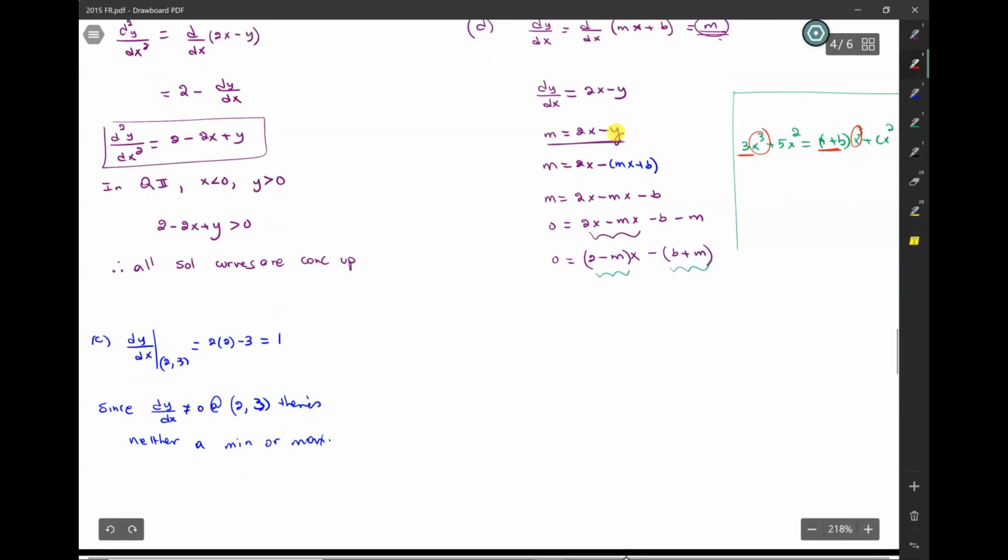Right. So the point being, if you want all of that to equal 0, the only way to do it is if you had 0x minus 0. That's where all this would equal 0. So you say 2 minus m is equal to 0. And then b plus m is equal to 0. That means m is equal to 2. And if b plus 2 is equal to 0, b is equal to negative 2. And there you have it.